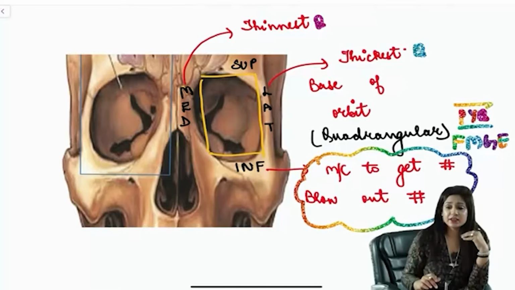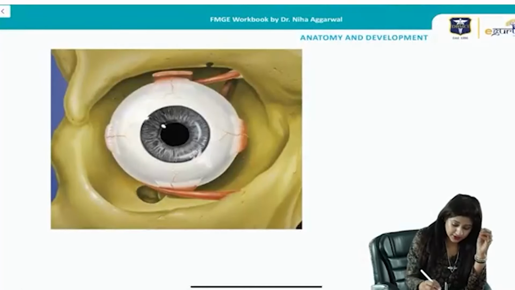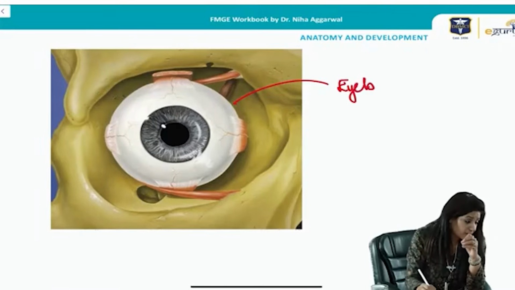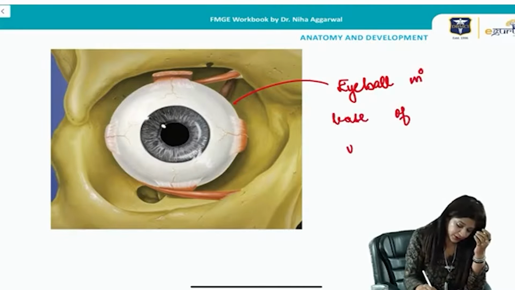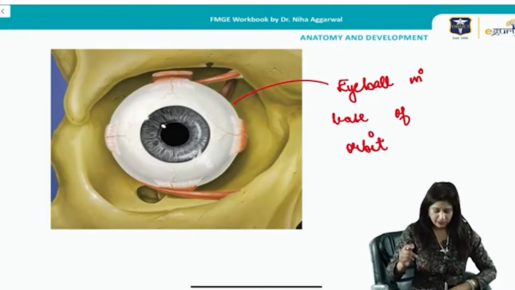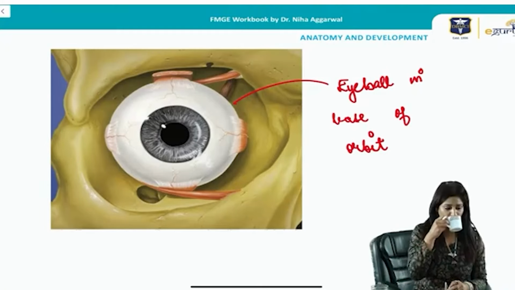Now inside this base, how the eyeball lies. This is how the eyeball lies. Eyeball in the base of the orbit. So this is the complete orientation, how the eyeball is lying inside the base of the orbit.